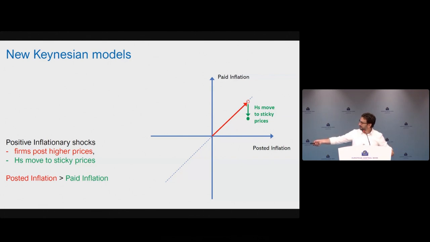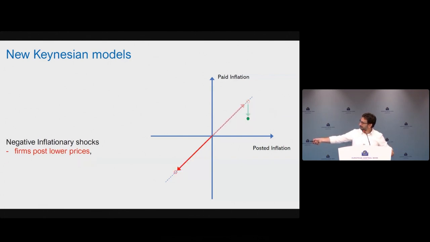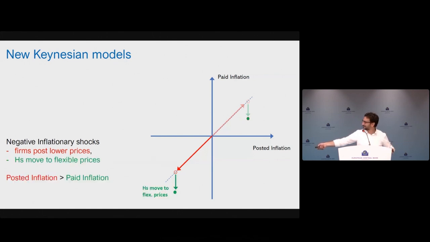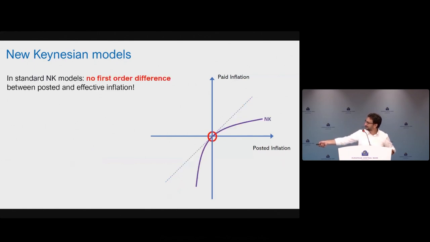What happens with deflation? When you are attached to a firm that is not revising its price, then you have an incentive to go to the flexible ones. So you are still lower. Okay, so the paid price is lower than the posted price. This is the relation in the New Keynesian, and in the first order approximation it is equal. This is why we don't care about what households do, okay?